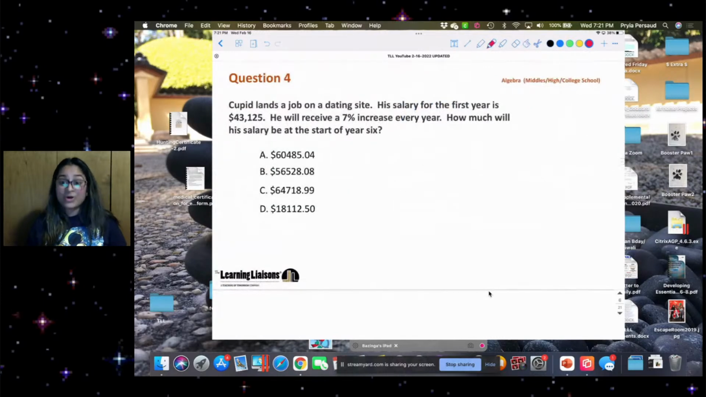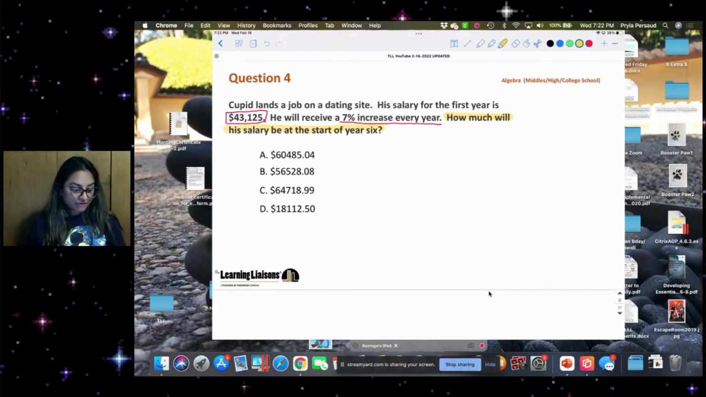Number 4. Oh yeah, this is an algebra problem, guys. I've been doing really bad at telling you guys that, but it's always been at the top of the page. So here we go. We have Cupid lands a job on a dating site. Yes, Valentine's Day was the other day. So his salary for the first year is $43,125. Well, he will receive a 7% increase every year, and they want to know how much his salary will be at the start of year 6.